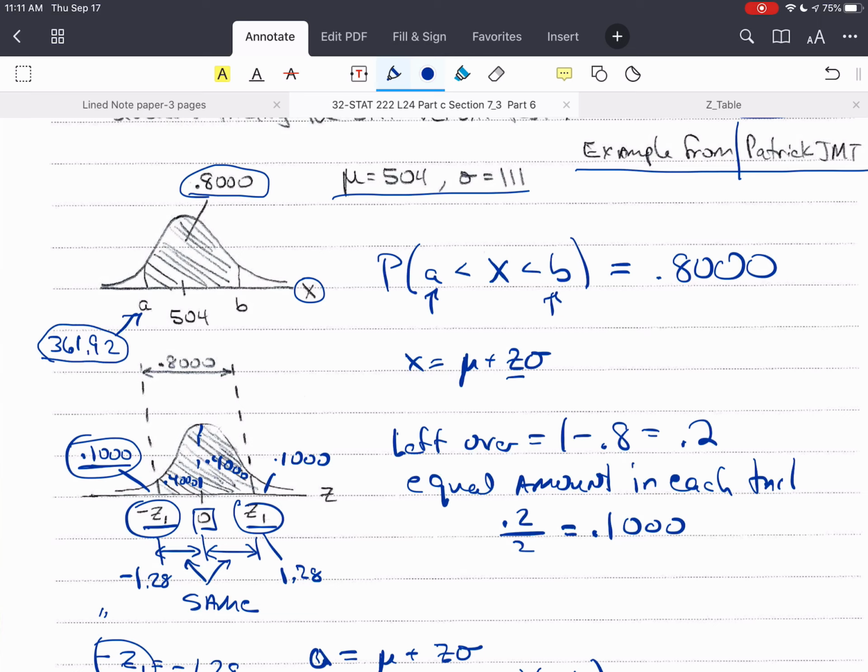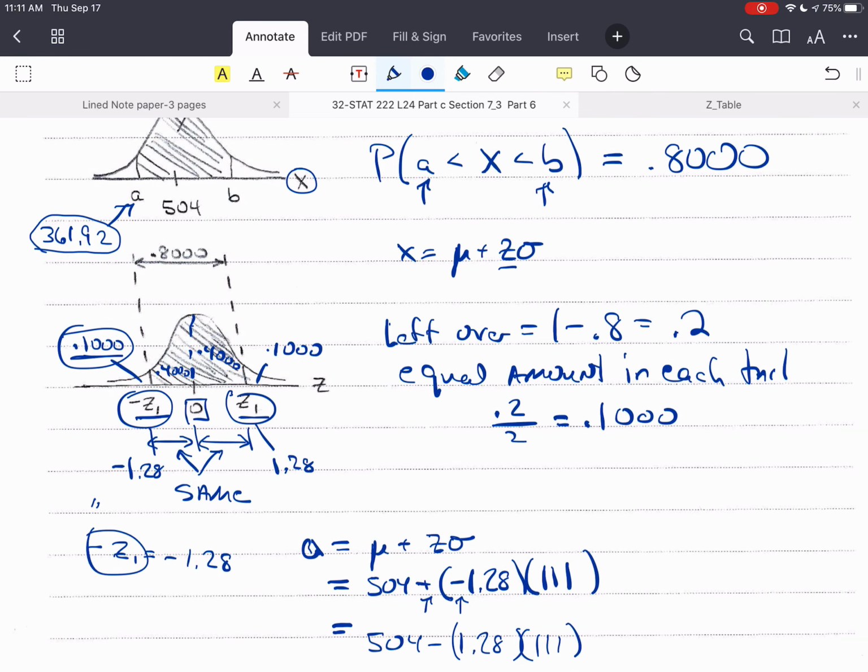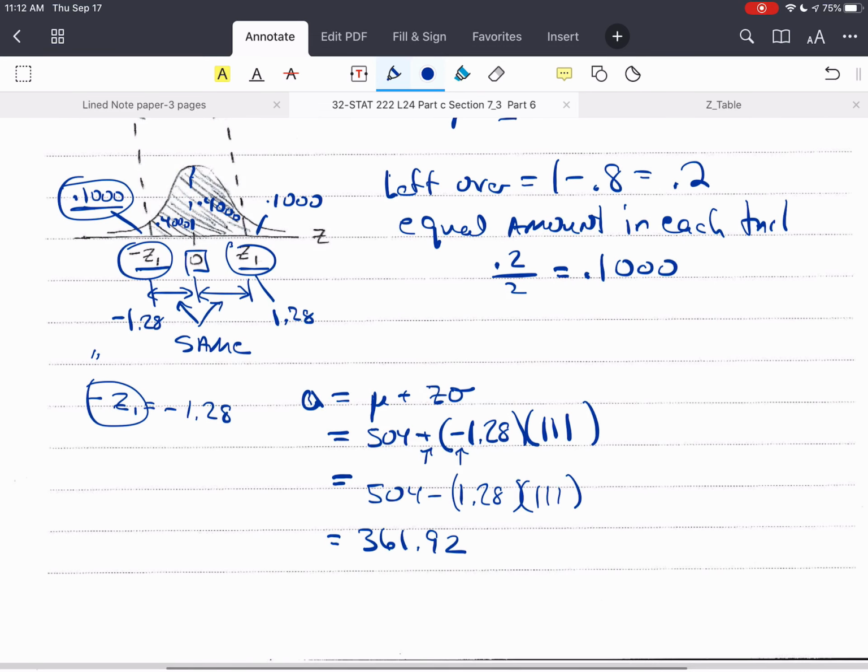Obviously, you can't make a 361.92, so you might round down and say between 361 and whatever to get the actual scores. You might say that's just rounding error and it's really 362 and that's close enough. It depends on your perspective there. So that's for a little more advanced topic.